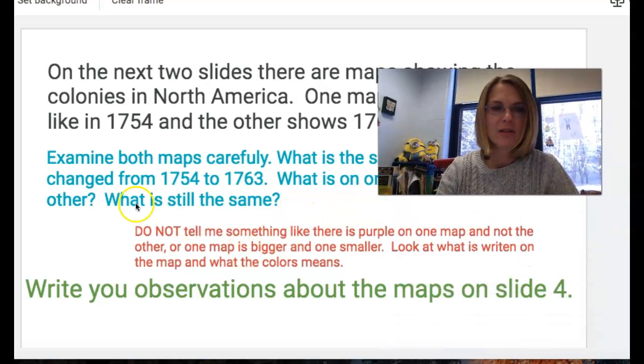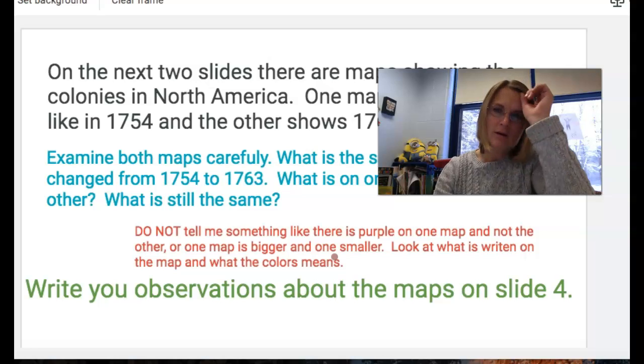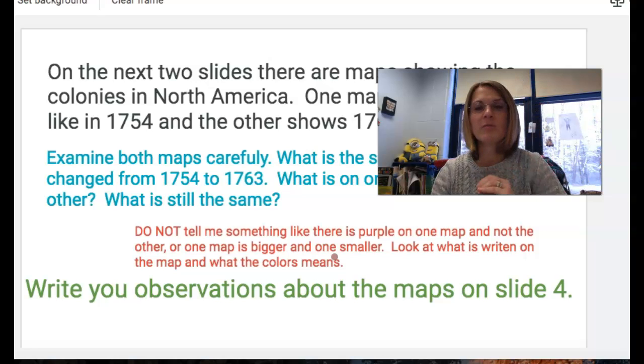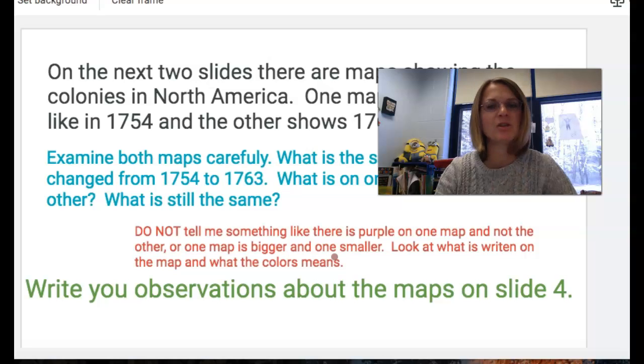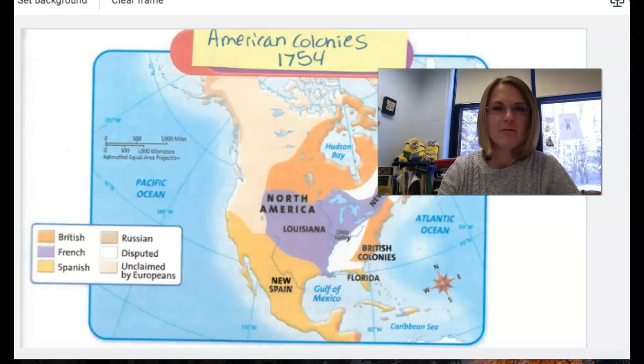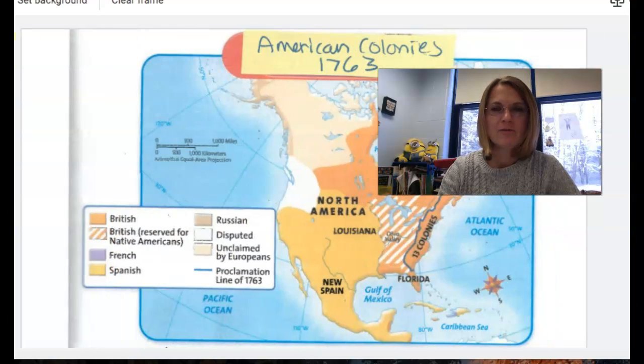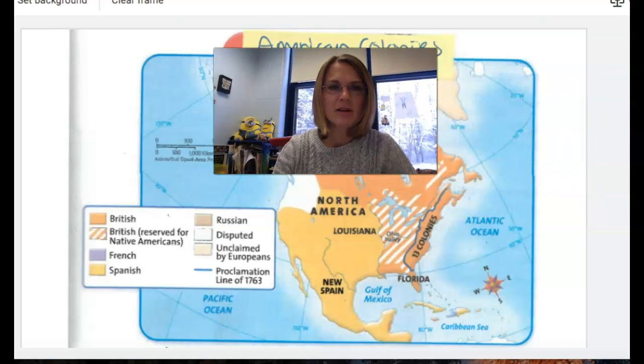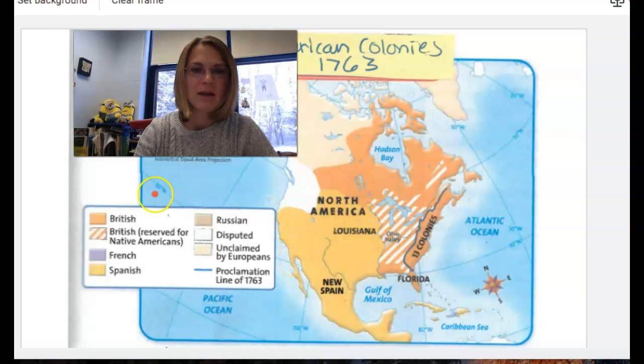And then there's kind of a little thing here where I've told you, do not tell me something like there is purple on one map and not on the other. I'm not concerned about colors or, you know, one looks bigger, one looks smaller. I'm looking at the actual information you're being given on the map, okay? So if we kind of take a peek here, here's your first map, American colonies in 1754, and here's your second map in 1763. So in this case, the similarities are going to be kind of like the bigger things, all right?